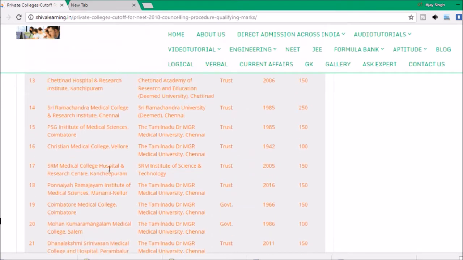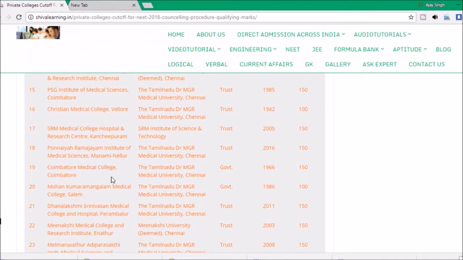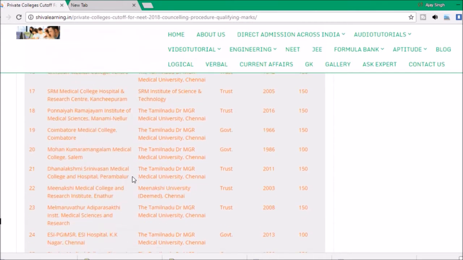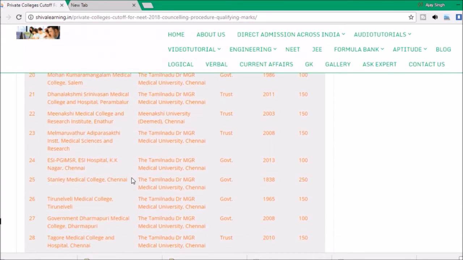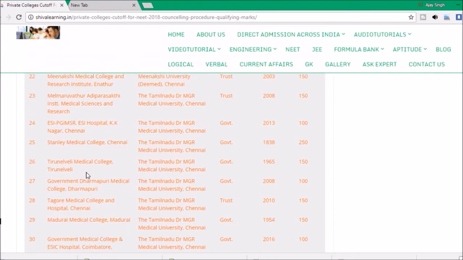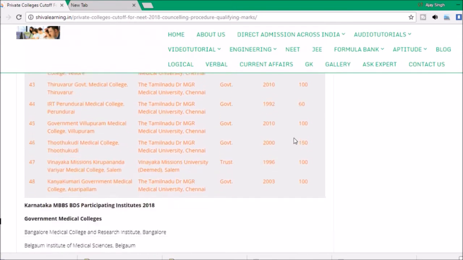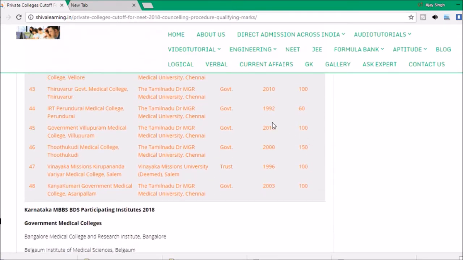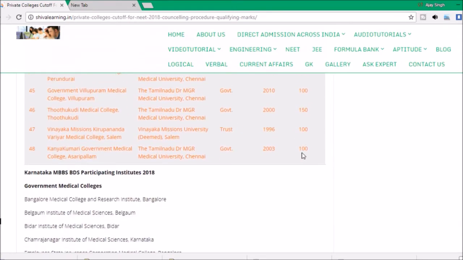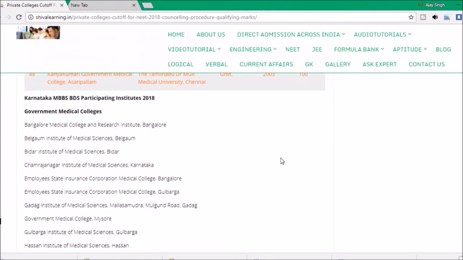Same way for Ramachandra, the fees are more than 20 lakh. Balaji also more than 20 lakh. So try to get some college where the fees is low. Okay, see here, for Stanley the maximum marks needed is only 250. Okay, if you get 250 marks, 100 marks, then you can get the college.